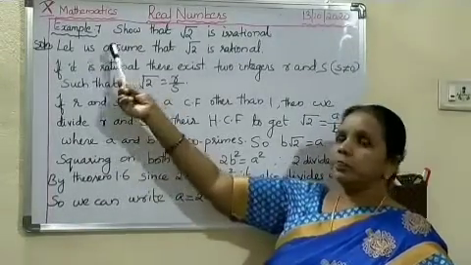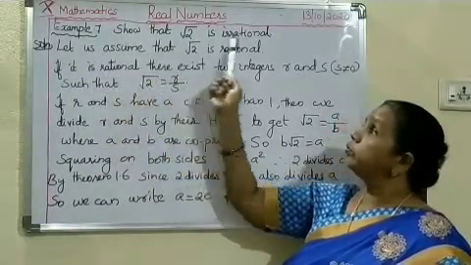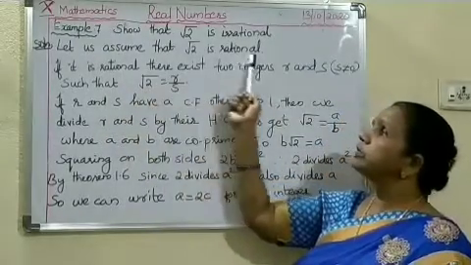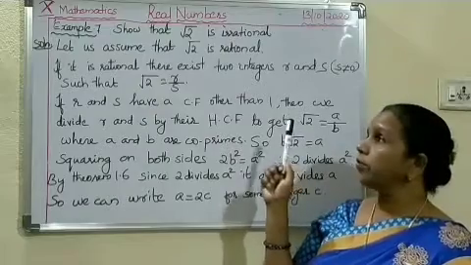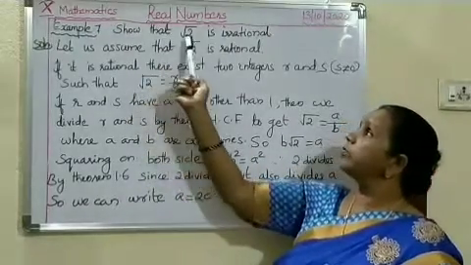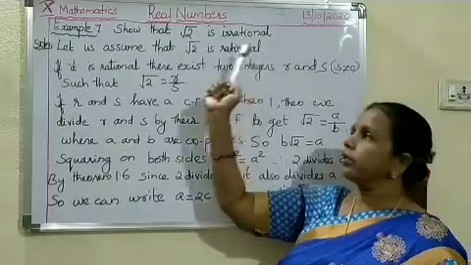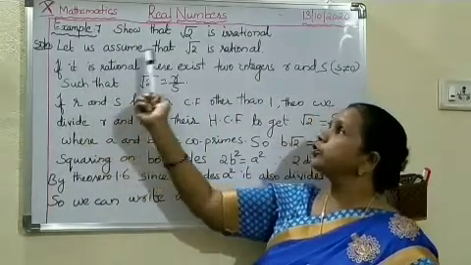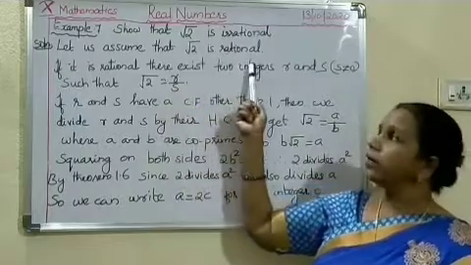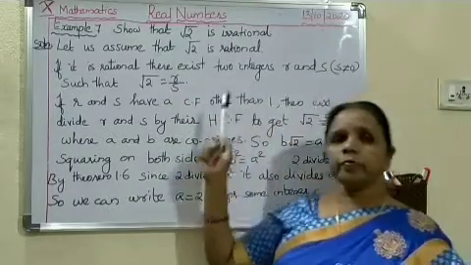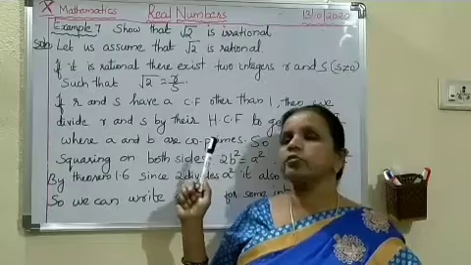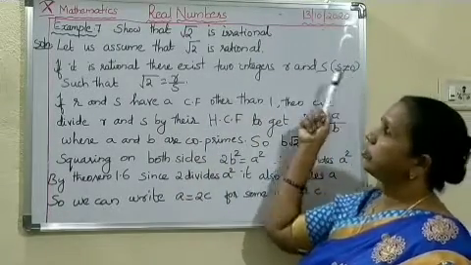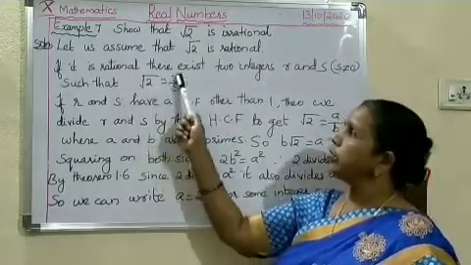Okay, I will explain example 7. Show that root 2 is irrational. First, let us assume that root 2 is rational. We are taking the contradiction, meaning the reverse, because we have to show that root 2 is irrational. Let us assume that root 2 is a rational number. Then there exist two integers r and s, such that s is not equal to 0, and root 2 is equal to r by s.